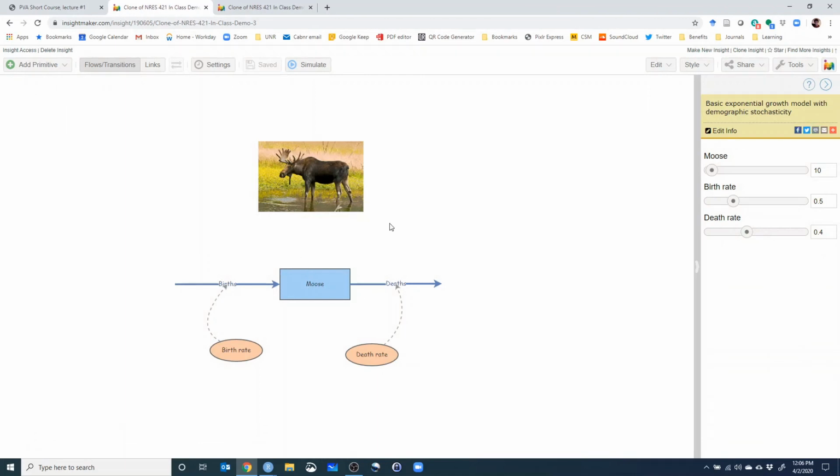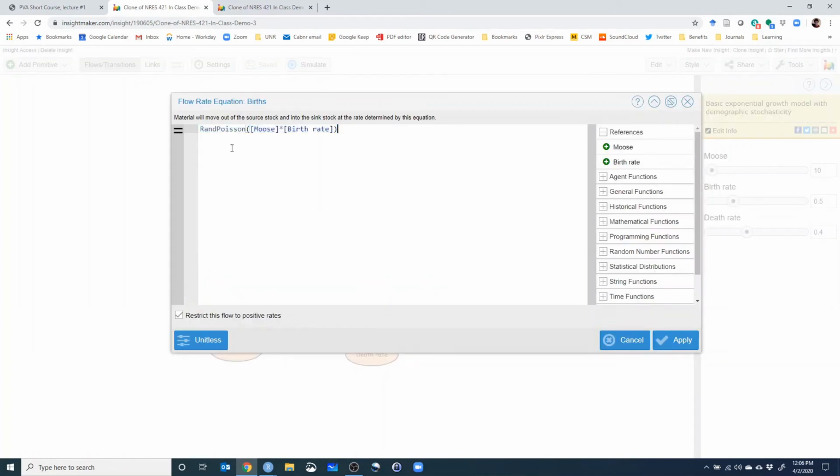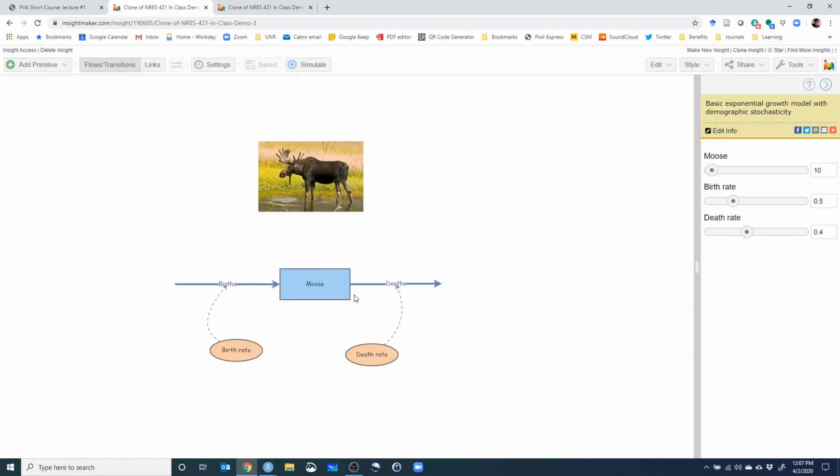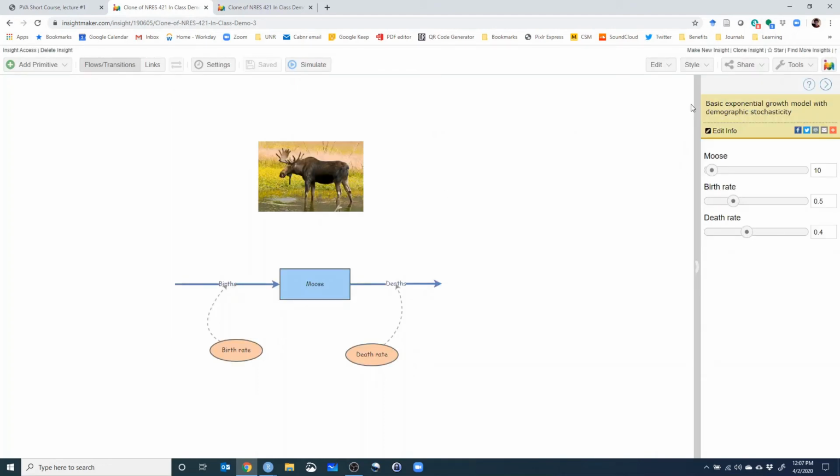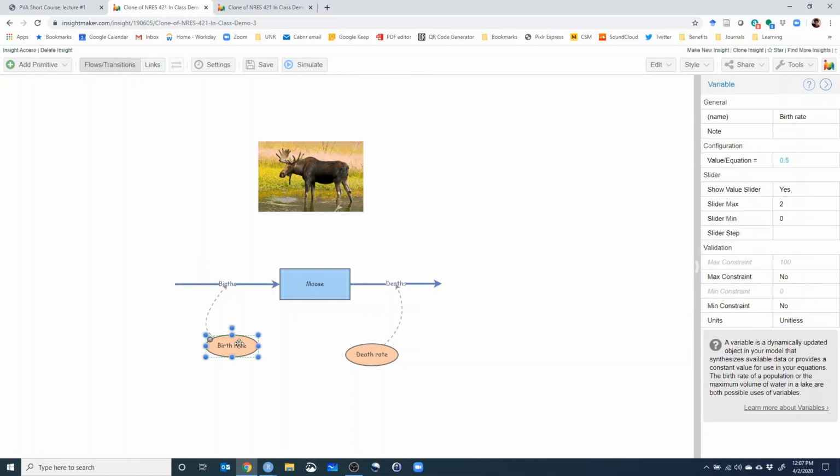All right, so this looks very similar to a model we've already looked at, but if you click on this equal sign, you now see that the total births is now a random number generator. It's using a distribution called the Poisson distribution, and the total deaths is also sampled randomly from a distribution we call the binomial distribution. So that's the only difference in this model from the last one. We still have a per capita birth rate of 0.5. We still have a per capita death rate of 0.4. So nothing's really changed here.